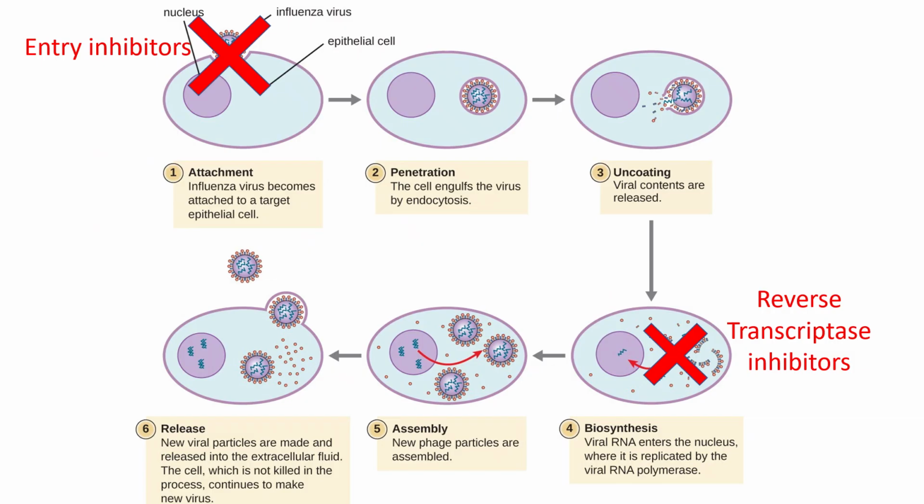So this is a graphical representation of how entry inhibitors work against HIV. By the name itself, they prevent the entry of the HIV into the cell. Likewise, we can see here that reverse transcriptase inhibitors stop the process of DNA transcription by inhibiting the enzyme reverse transcriptase.